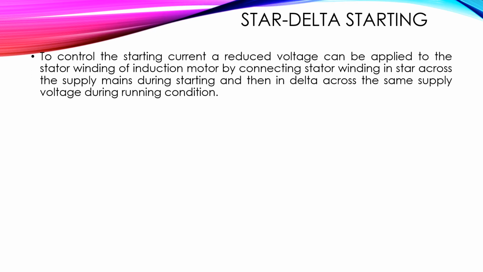The next starter is the star delta starter. In this method also, to control the starting current, a reduced voltage can be applied to the stator winding of the induction motor by connecting the stator winding in star across the supply mains during the starting period, and then in delta across the same supply voltage during running condition.